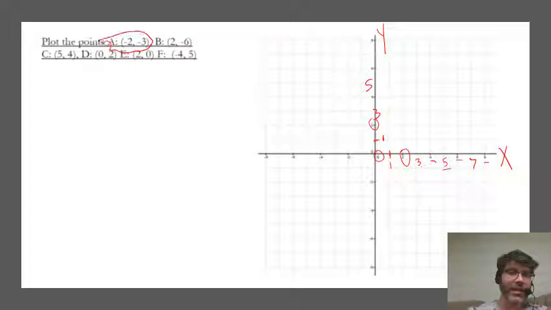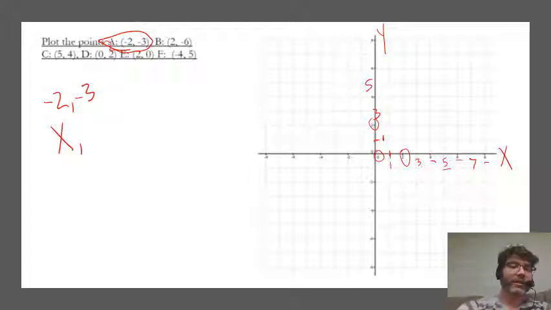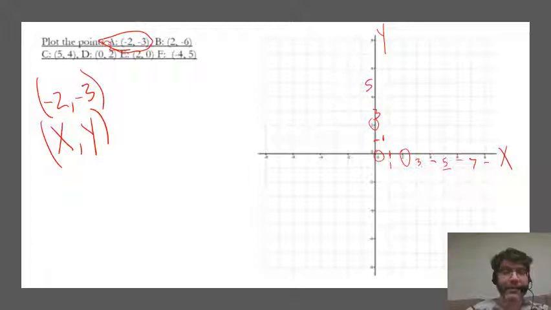So let's go to A. A is -2 comma -3. Here's the thing: we always do our x first, then our y. The first coordinate is the x. The second coordinate is the y. X comes before y in the alphabet, which is a way to remember it. So -2 is over, so -2 comma -3 would be right here.